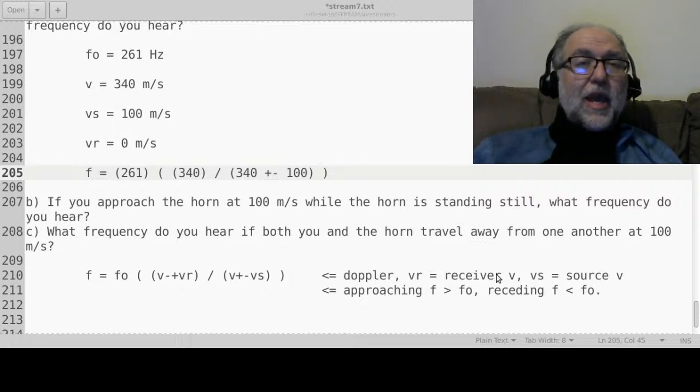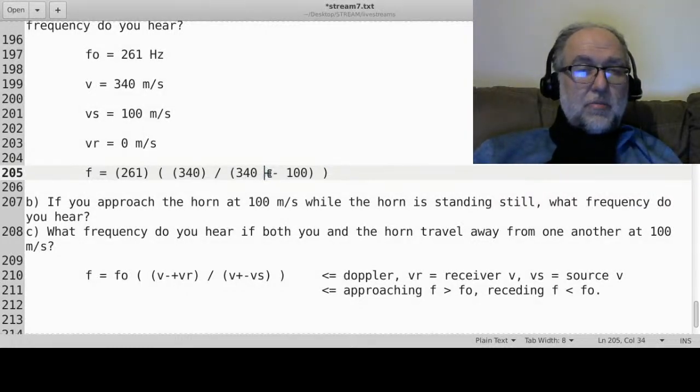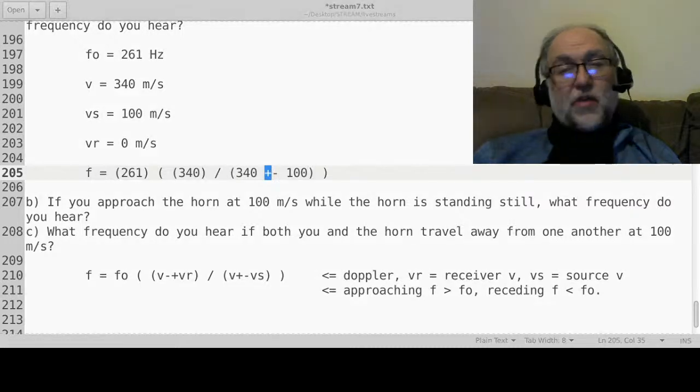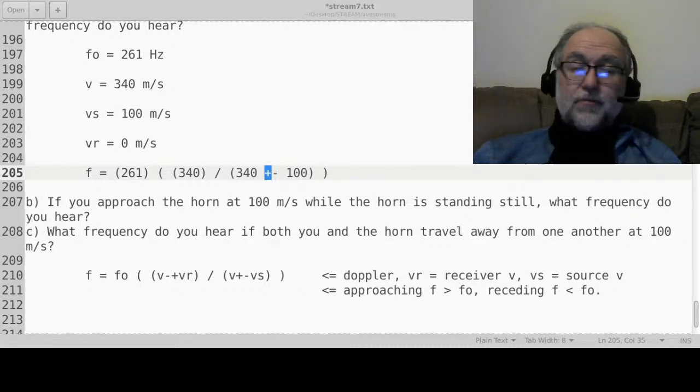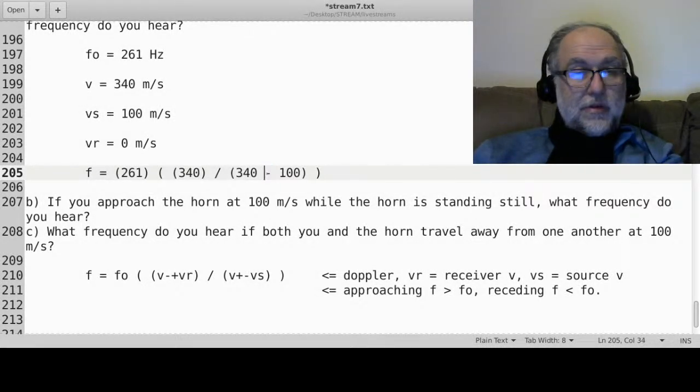Now, you've got a plus or minus in the denominator. You could say it's going to be either 340 plus 100 or 340 minus 100. Which one do you want? Well, if you choose the plus, your frequency will go down. Try it. And you go, oh, that's wrong. Physically, that's not what happens. The frequency has to go up, and so you must choose the negative.